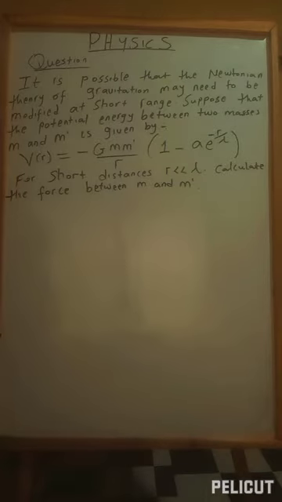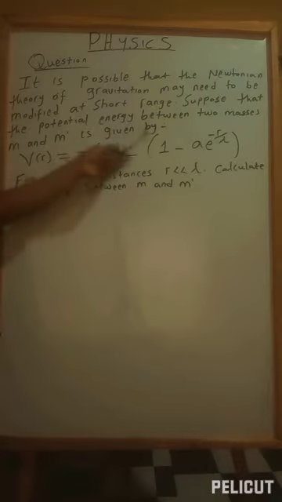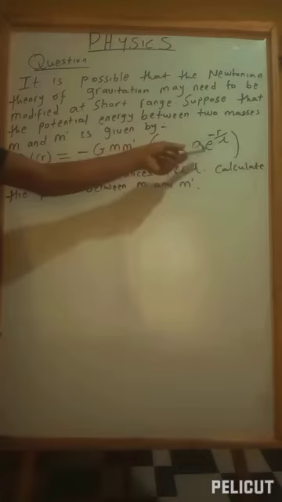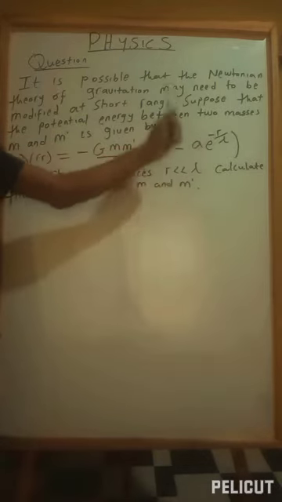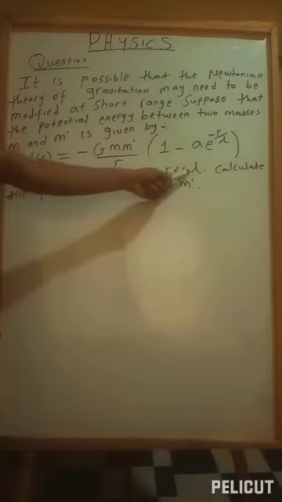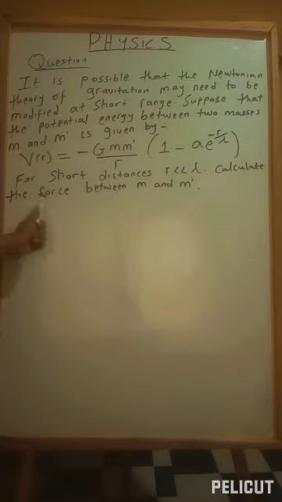Hi guys, so we've got ourselves another question here. This question says that it is possible that the Newtonian theory of gravitation may need to be modified at short range. Suppose that the potential energy between two masses m and m prime is given by this: minus G m m prime divided by r, times (1 minus a exponential of minus r over lambda). The question then says, for short distances r much less than lambda, calculate the force between m and m prime.